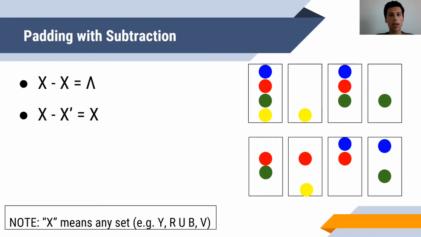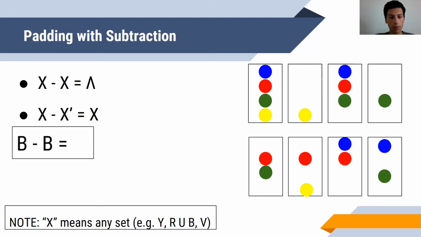We can also do padding with subtraction. So let's say we took X and we subtracted X. That leaves you with the null set, or nothing, 0 cards. And let's say we had X subtracted by X prime. We're taking away the cards without X from X. If we're taking away the cards without X from X, then we're taking away 0 cards from X because none of the cards without X have X in them. So X minus X prime is just X. Very simple.